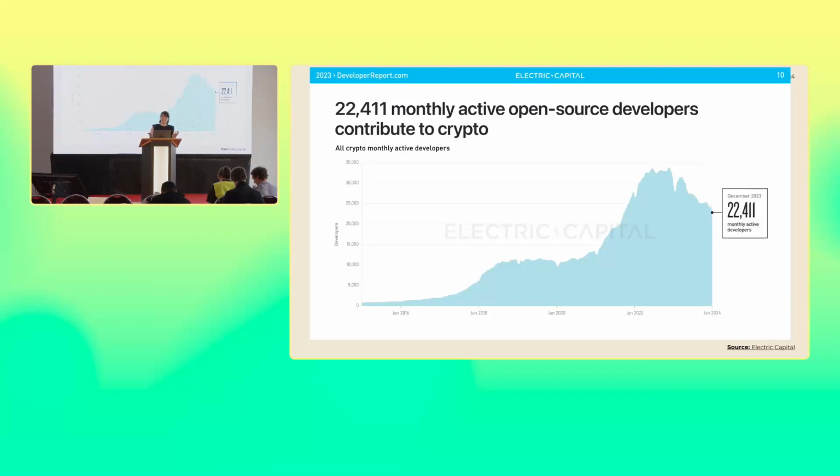So why should we care about DX in Web3? Well, based on the Electric Capital survey from 2023, 22,000 monthly active open source developers contribute to crypto. So we need to remember that developers are at the core of our ecosystem user base. Ethereum consistently attracts 20 to 25 percent of new developers coming to Web3, which means that Ethereum is onboarding more developers and the need for straightforward processes may be higher than ever. A positive DX can increase adoption and retention and the growth of a chain's developer community.